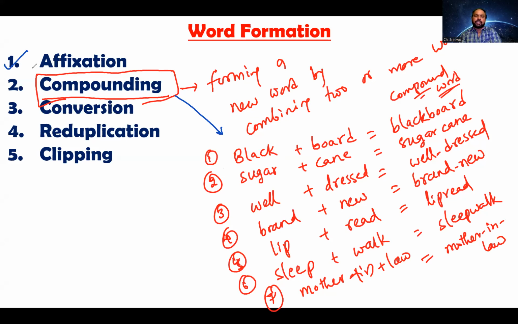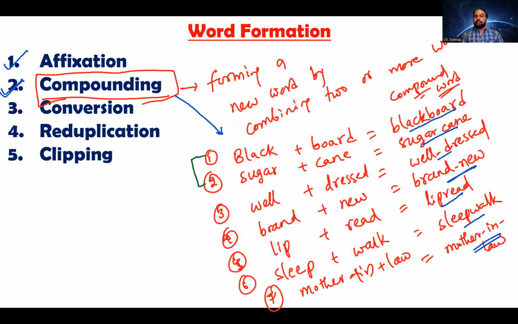First one is affixation, and the second major method is compounding. If you look at compounding, the compound words may be hyphenated or unhyphenated, depending on the words. Then how many types of compound words are there? Compound words are of three types.